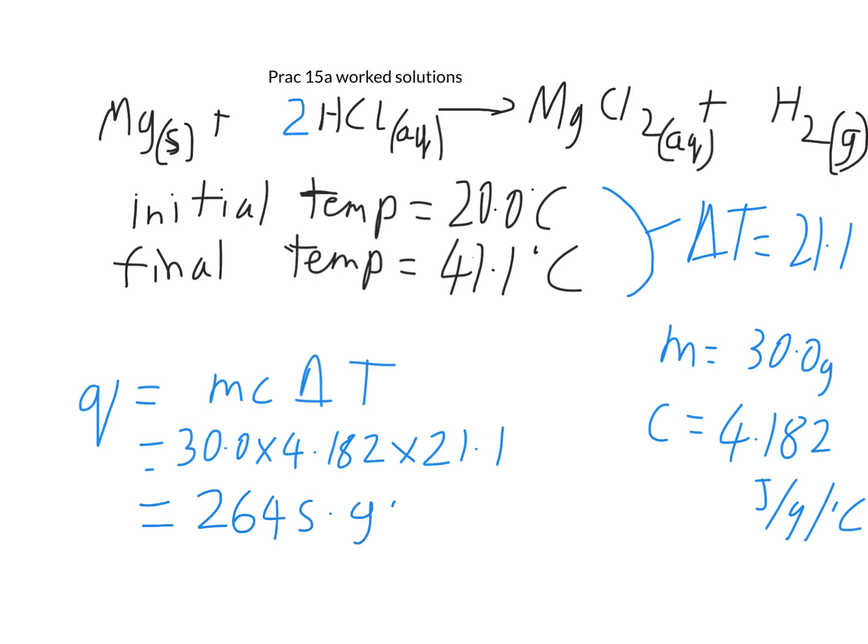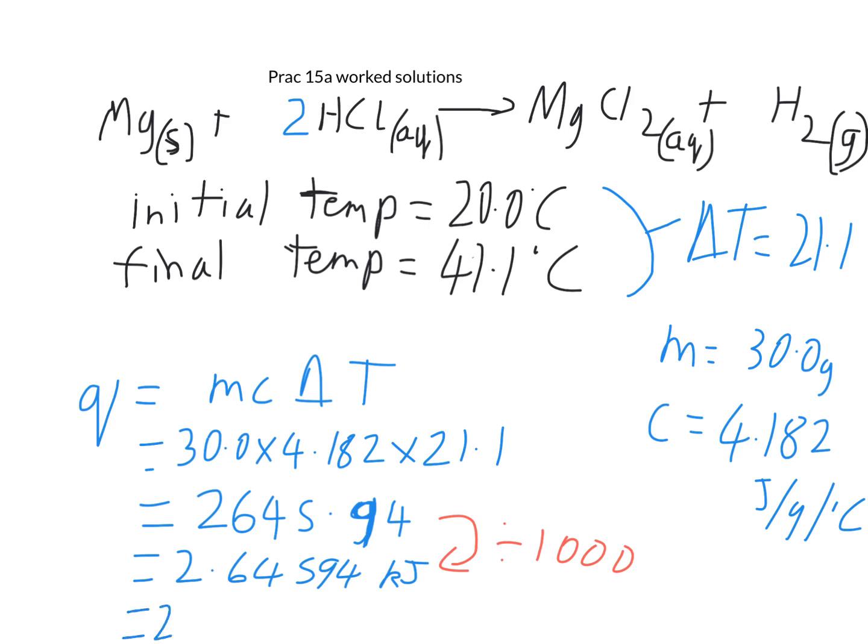2645.94 joules. Now, if we're converting joules to kilojoules, which is reasonable to do here because we've got a big number, what we've got to do is take our number and divide it by 1,000. And this should give you a value of 2.64594 kilojoules. Keep as many decimal places as you can up until the final answer. Alternatively, you can round off here to the appropriate number of sig figs, which in this case would be 2.64, and use the full number in your next step.